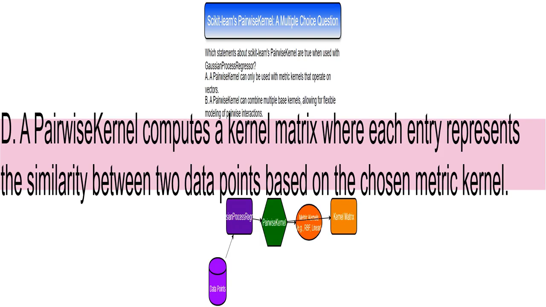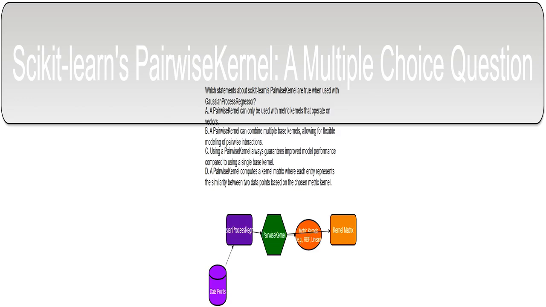This statement is also correct. At its heart, pairwise kernel calculates a matrix. Each cell in this matrix shows how similar 2 data points are, as determined by the kernel you selected. So it's a powerful way to systematically compare every pair of data points based on the chosen similarity metric. This is false. Although PairwiseKernel works well with vector-based kernels, like the common RBF kernel, it's not restricted to them. It's more versatile than that.